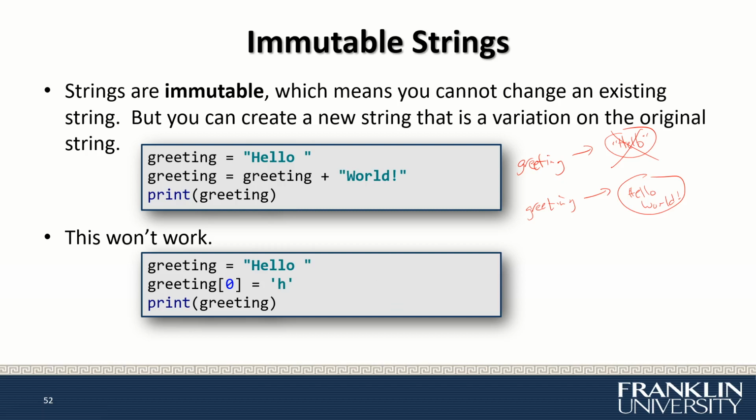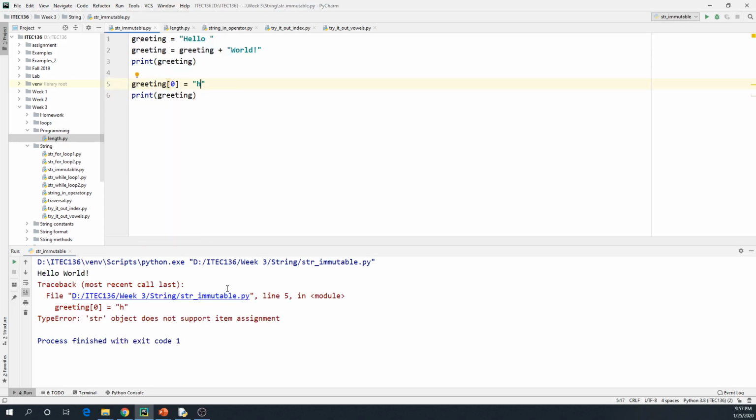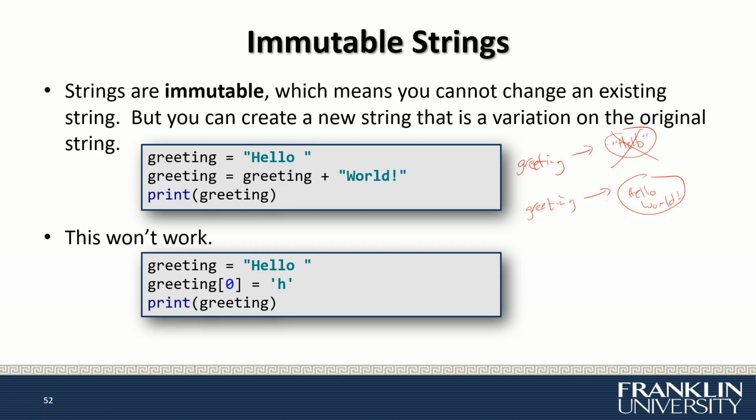So let's look at PyCharm. I prepared something like this for you. If I run this string immutable one, you will see everything works as usual. But if I say greeting sub 0 equal to, instead of h, I use lowercase h, and I want to print greeting again, and if I run this now, it will fail. A string object does not support item assignment. I cannot change the individual character in that string. I can create a new string which is a variant of the original string, but I cannot change a string. So strings are immutable. You cannot change it, but you can create a new one, which is a variation of the original one.